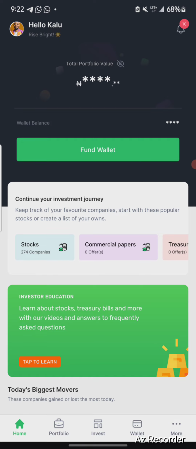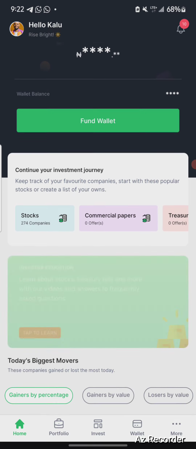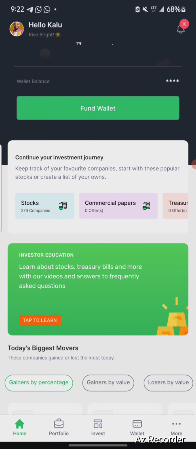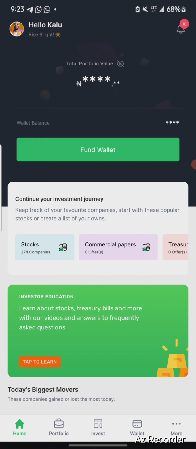After you might have funded your wallet, the next thing you're going to do is to buy stock. So I'm going to teach you how I buy stock. It's not all about buying stock, you also need to buy stock at a lower price, because the aim here is to buy low and sell high. You buy it when the price is low and sell it when the price is high.